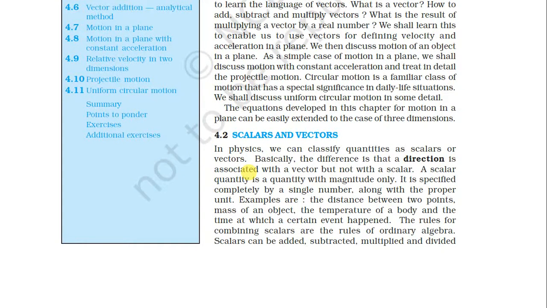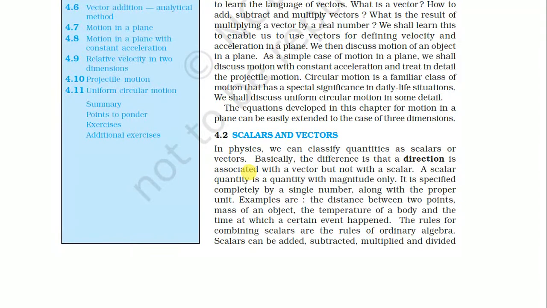Then also the distance between 2 points. Suppose we say the distance is 5 meters or 10 meters. So it is the distance between 2 points, and it is also a scalar quantity, along with the proper units. A scalar is specified completely by a single number along with the proper units.